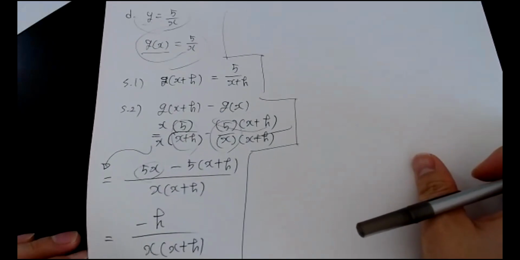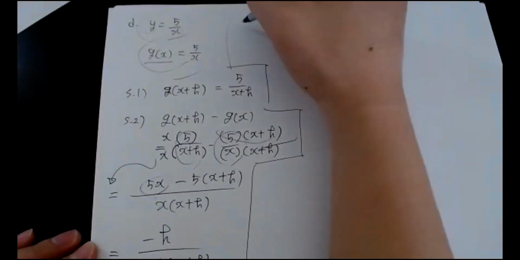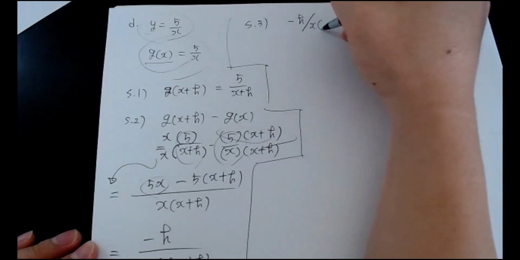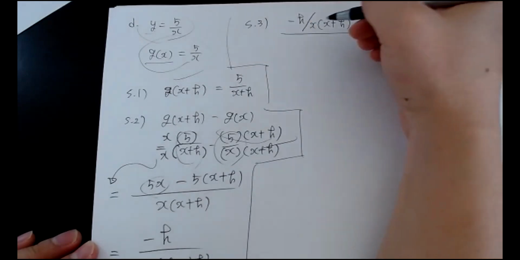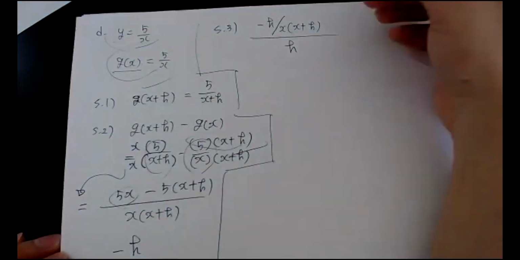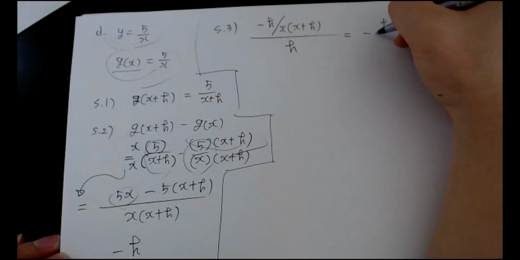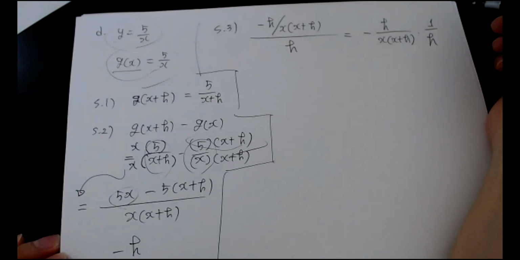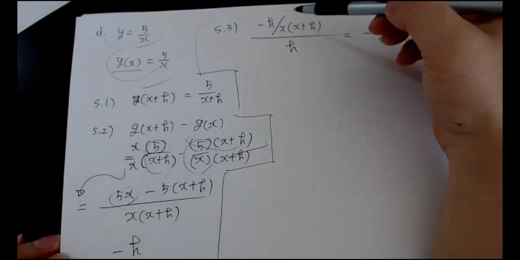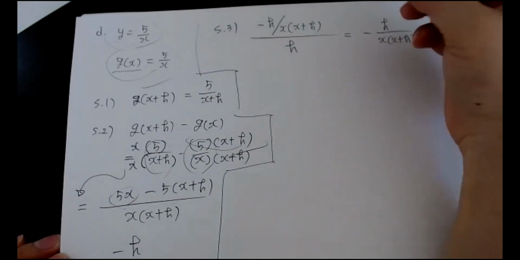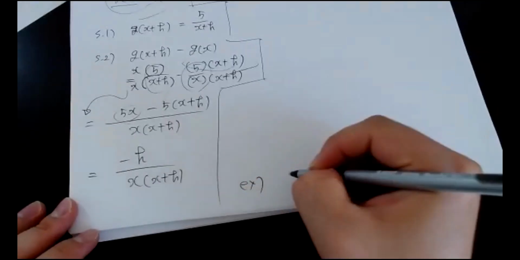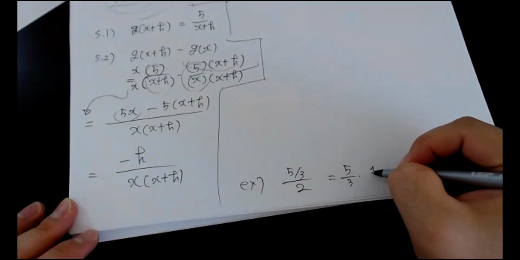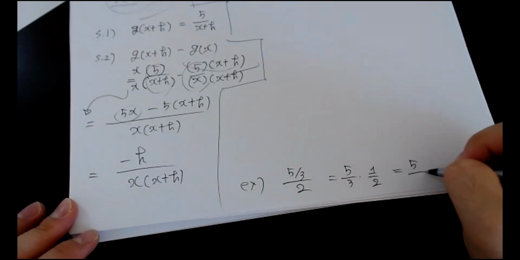So let's see, step 3. We do minus h over x times x plus h, divided by what? h, right? Then this is nothing but minus h over x times x plus h, times 1 over h, is it? You got it? Because I just pulled down the numerator. Let's see an example: 5 over 3 over 2, what's that? This is 5 over 3 times 1 half, isn't it? So we get 5 over 6, right?